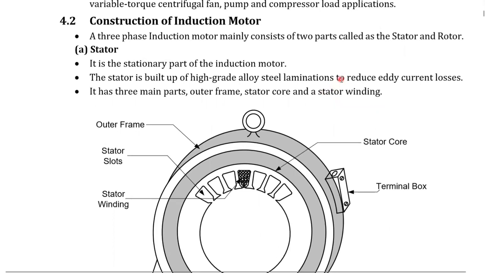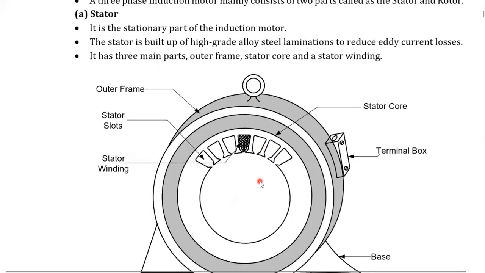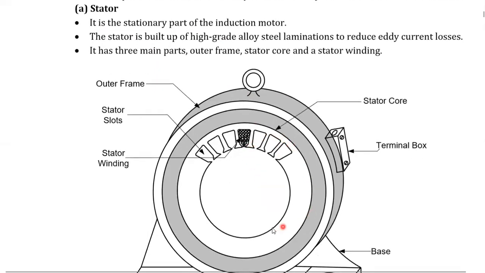And this is the three-phase induction motor. Here, the stator is the stationary part of the induction motor. In a single-phase induction motor also, the stator is stationary and the rotor is rotating. In the three-phase induction motor, the winding is placed on the stator core. Because of the three-phase winding, a rotating magnetic field is developed here.